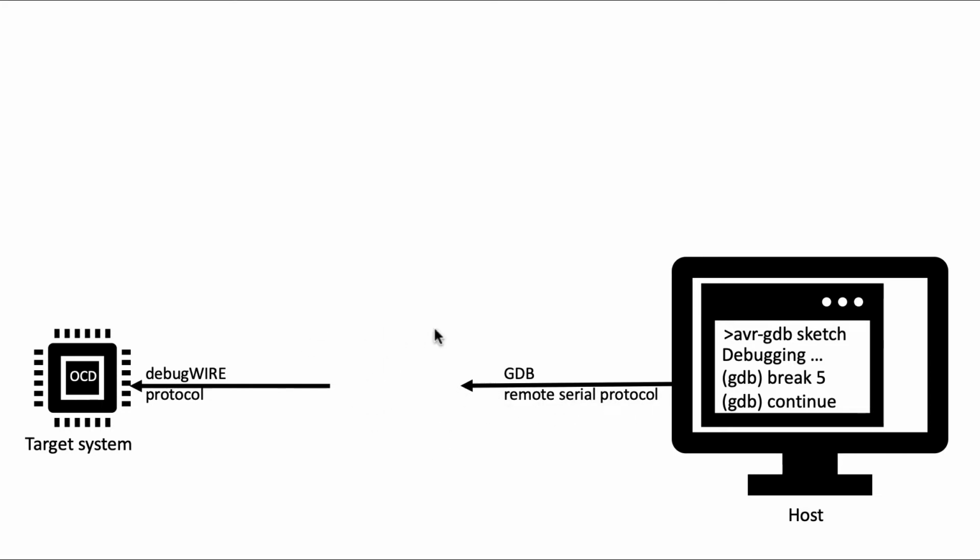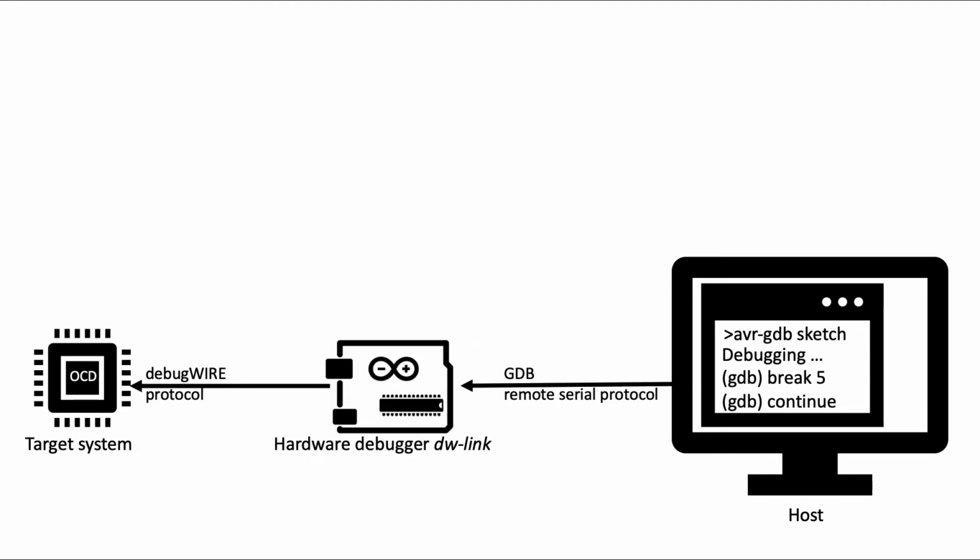And here we have a missing link. And that is filled by the hardware debugger, which is just an Arduino Uno. And well, we have the firmware DW-Link running on it. So how do we get there?